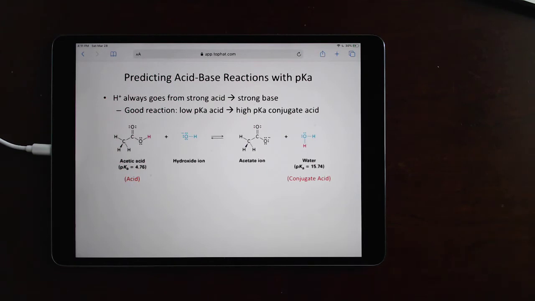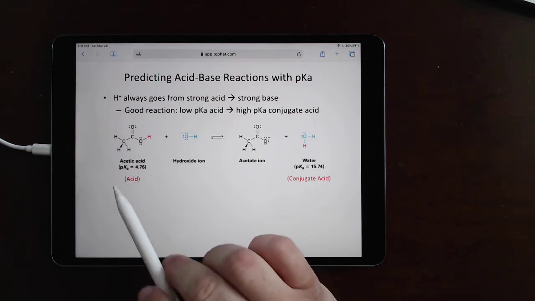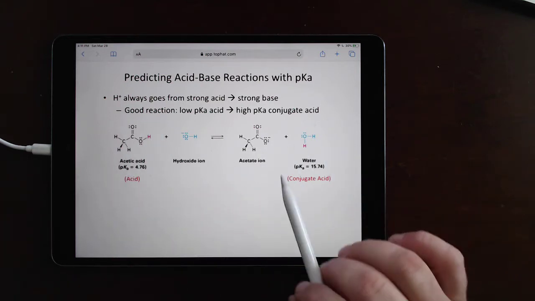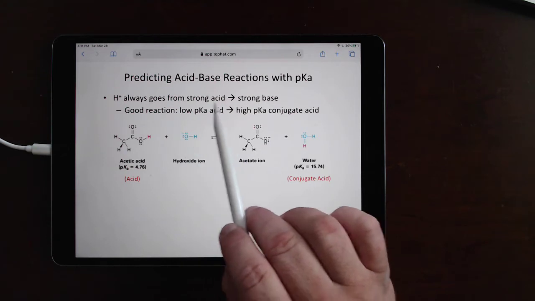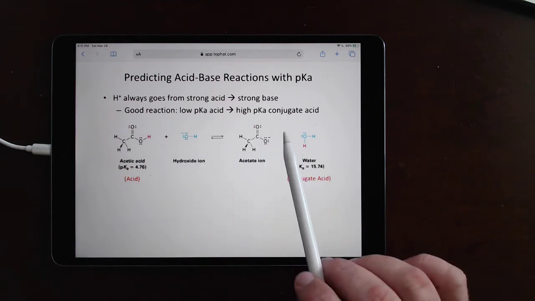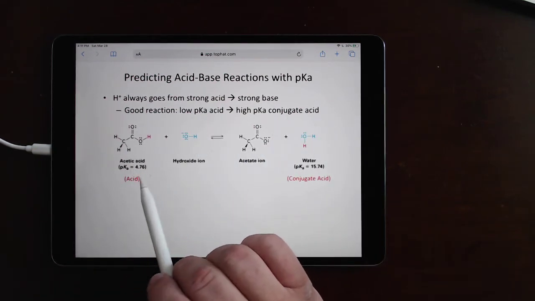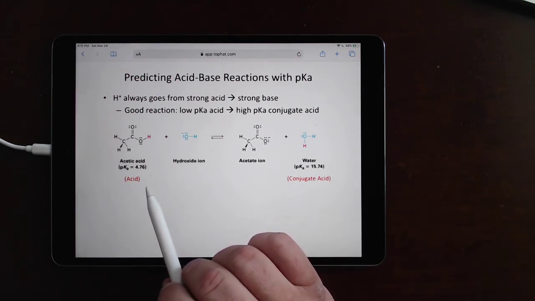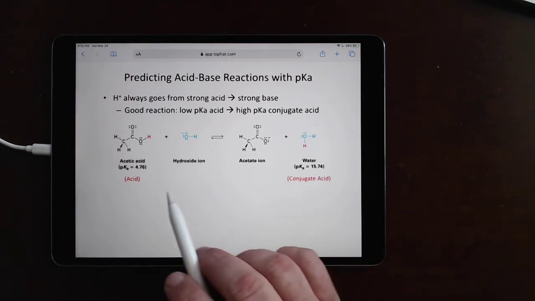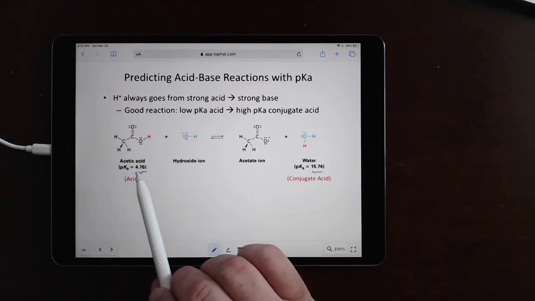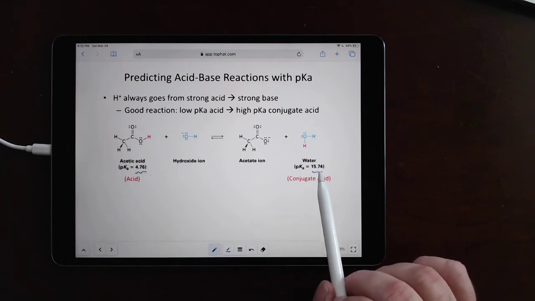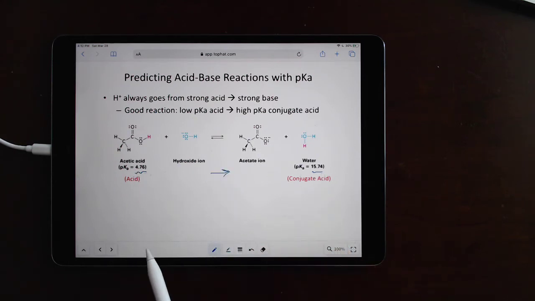Now, predicting: if you have the pKa's of the acid form on the reactant side and the conjugate acid on the product side, you can tell which way the reaction is going to go. It's going to go from a low pKa acid to a high pKa acid. The reaction is going to want to go up in value. For example, with acetic acid and water, you're going from 4.76 to about 16, so the reaction is going to go that way.